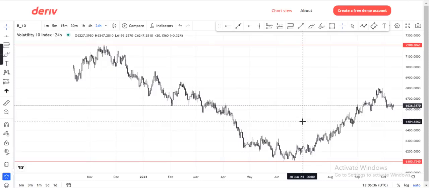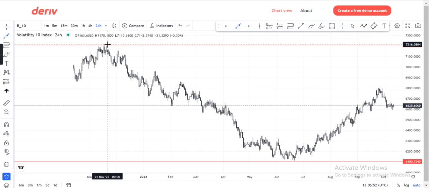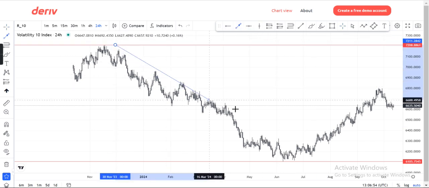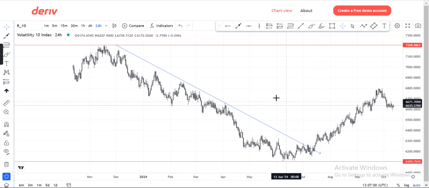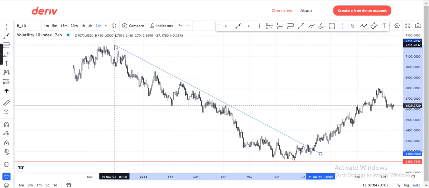Index market. So I want to basically give us a rundown analysis on our buyers for today's market. So currently, what we can see is that the market has been on a downward trend.